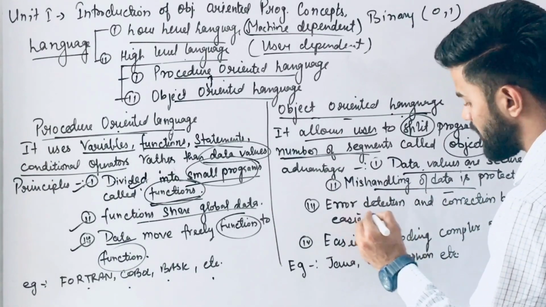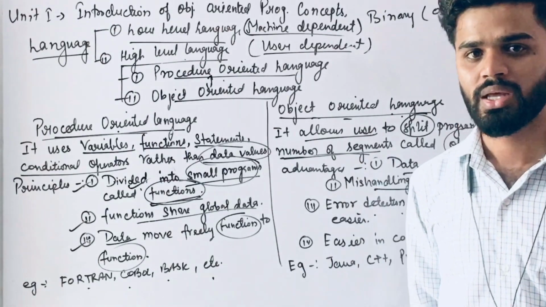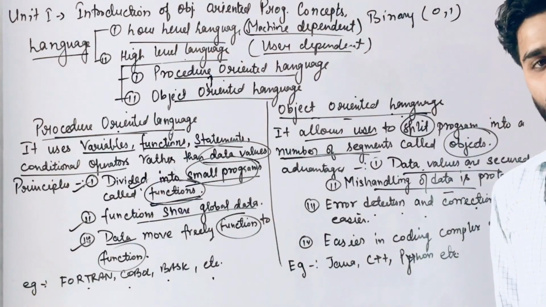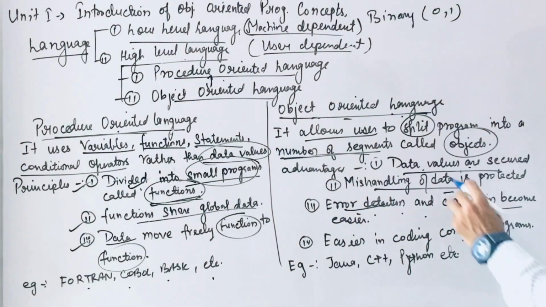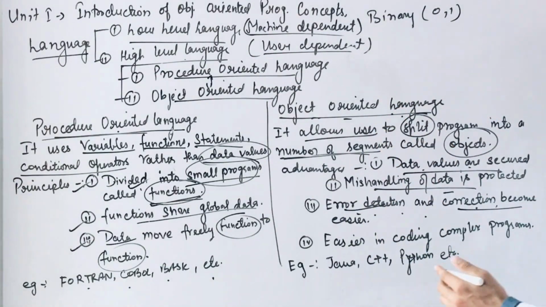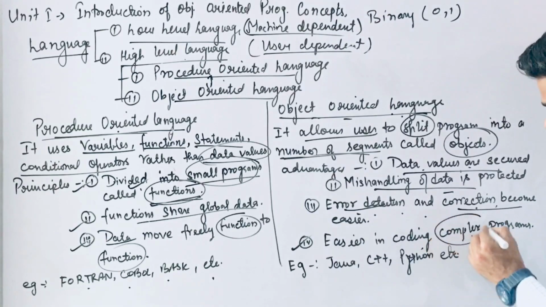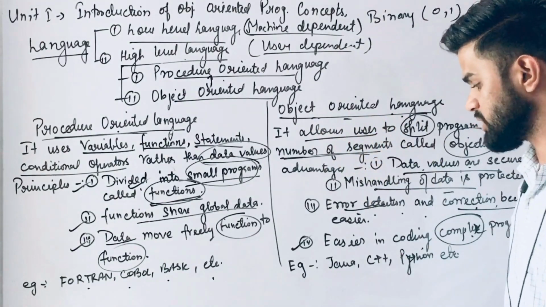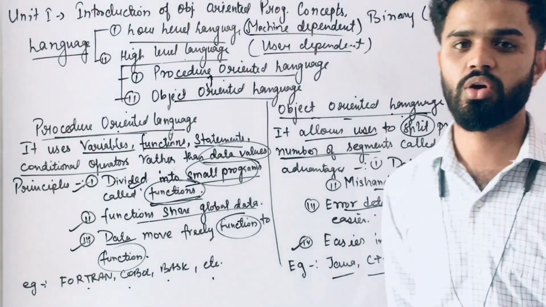The third advantage is that error detection and correction become easier, because when we debug our program we see there are many errors and we need to correct them. It is very easy to detect and correct errors in object oriented programming languages. The fourth advantage is easier coding. It is very easy to code our complex programs. If there is any program which is very complex, it is very easy to code under an object oriented language. Examples of object oriented programming languages are Java, C++, Python.